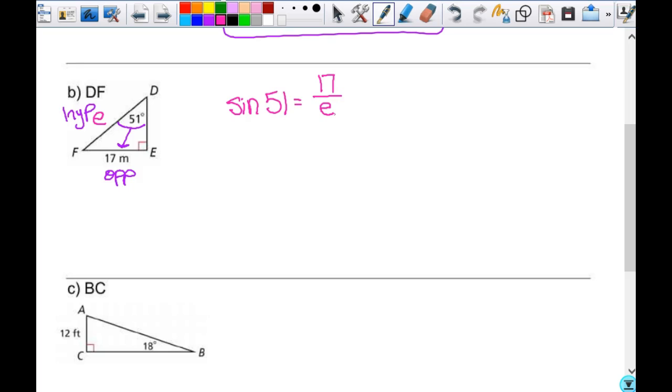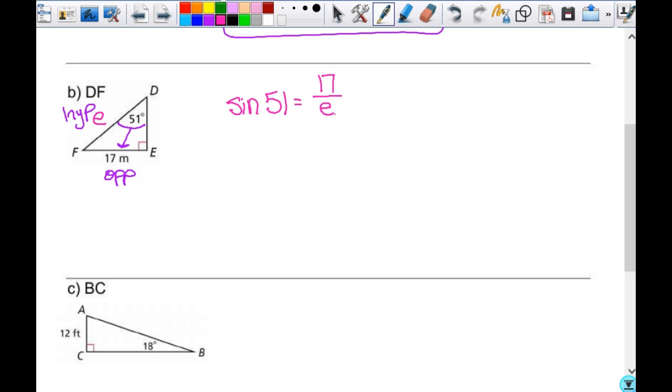So do I type in the sine of 51 on my calculator? Absolutely not. Do I multiply both sides by 17? No. Do I divide by 17? No. I can do those things, but it's not going to get me anywhere. If I divide by 17, I'm not going to be left with e. I'll be left with 1 over e. But I really need to get e out of that denominator, right? How do I get e out of the denominator?